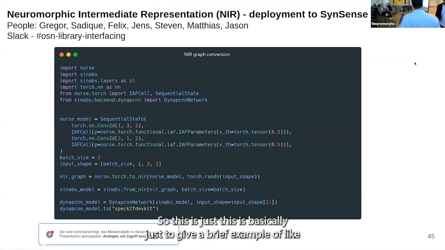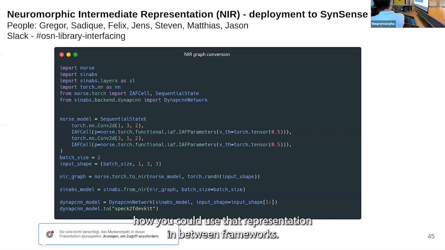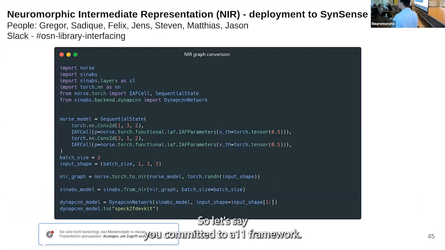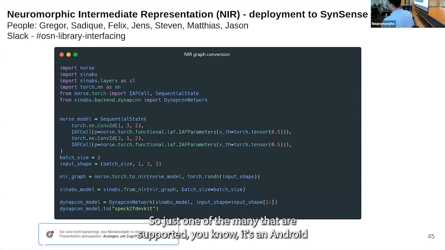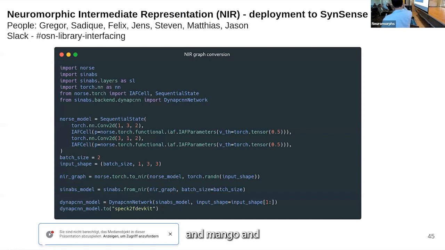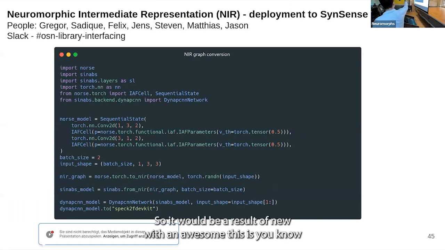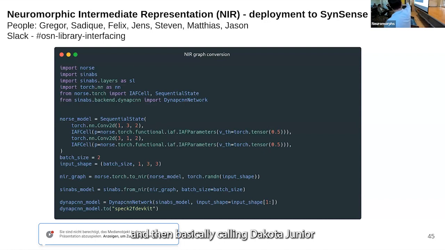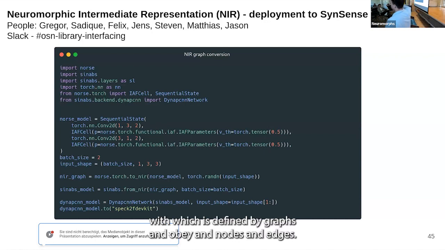So this is basically just a brief example of how you could use the NIR representation to convert between frameworks. Let's say you're committed to one framework, such as one of the many that are supported, snnTorch, Nengo, and Norse, and you want to train your model in there. We start off here with the Norse model. This is how it's defined. We have some connectivity and integrate-and-fire neurons. You might want to train this however you're familiar with, and then by simply calling norse.torch.to_nir, you convert this model into our NIR representation, which is defined by graphs, nodes and edges.